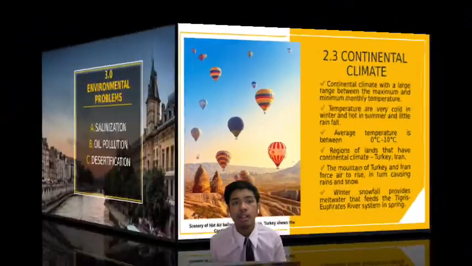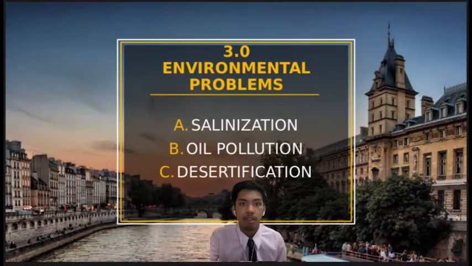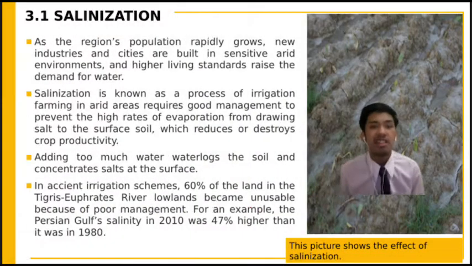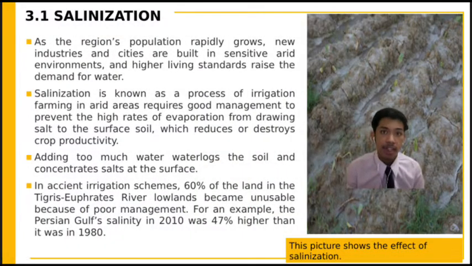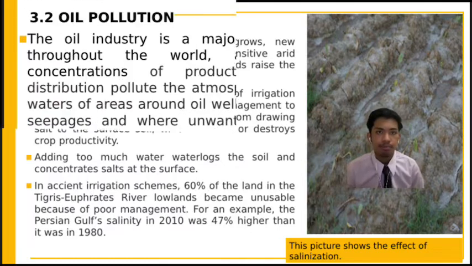Now we'll be moving on to the environmental problems, which are salinization, oil pollution, and desertification. Salinization is a process where irrigation farming in arid areas requires good management to prevent a high rate of evaporation from drawing salt to the surface soil, which reduces or destroys crop productivity. This means adding too much water waterlogs the soil and concentrates salt at the surface.